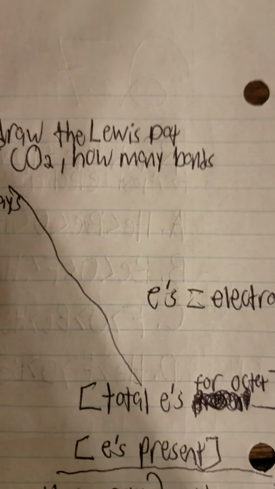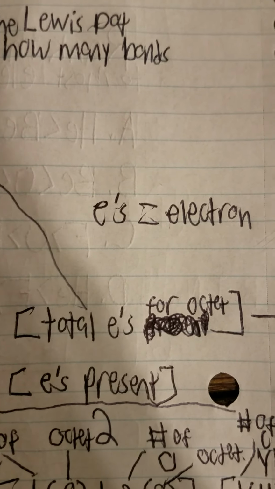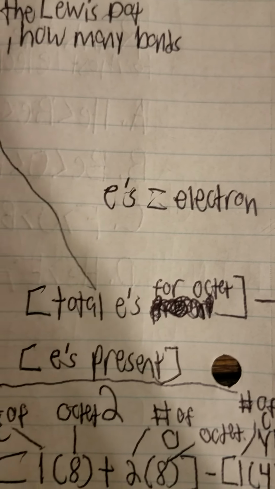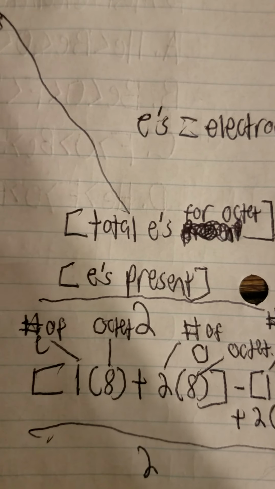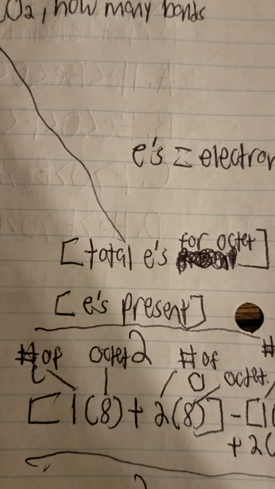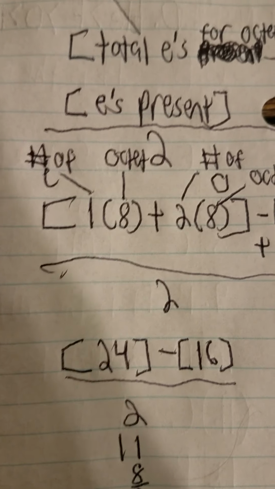And the other way that I was going to show you is this way. E stands for electron, by the way. So you would take the total E's for an octet, which is usually 8, and subtract how many E's are present. Then divide it by 2 at the end. So if we're going to take this into our problem, we'd have to take a look right down here.